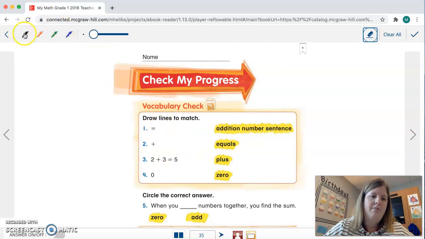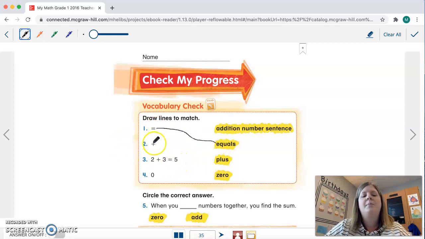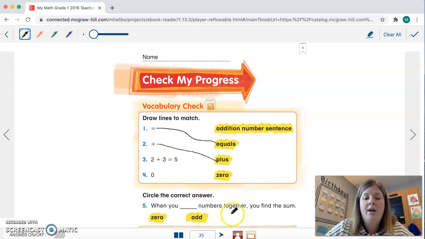Okay, let's do that again. All right, we're going to draw a line from equals to this, okay? All right, number two is a plus sign, so we're going to come over here to plus and we're going to draw a line, okay?